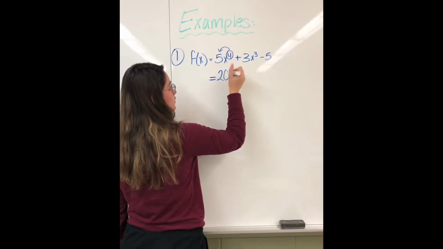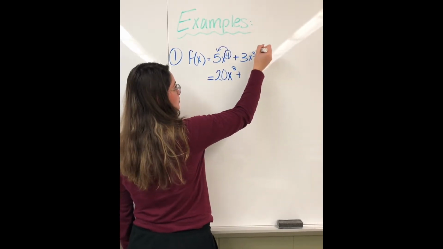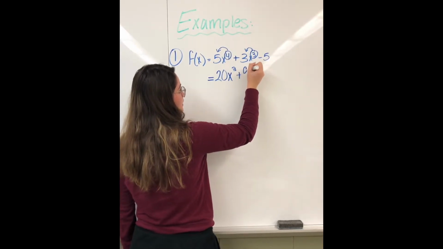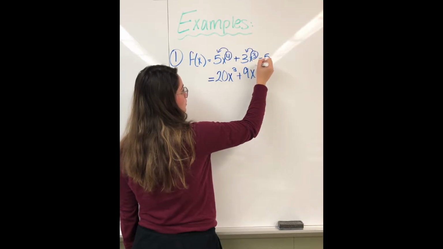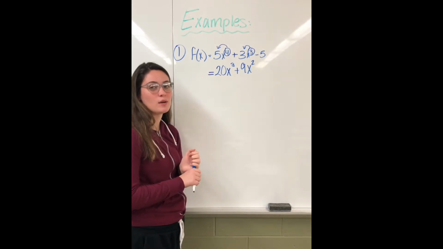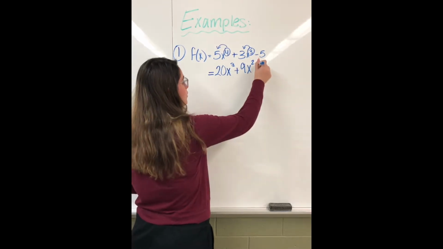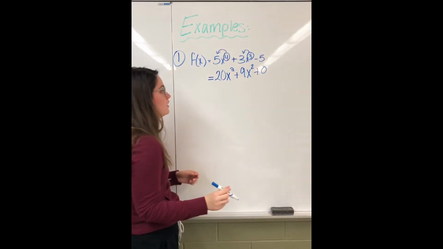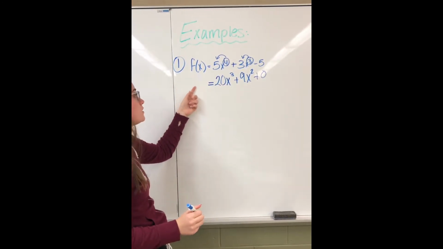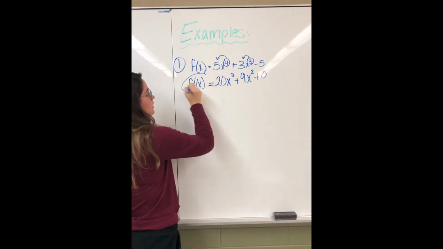exponent. So it'd be 20x to the 3rd plus, same thing with this one, you take it and you multiply it. So it'd be plus 9x squared, and then don't forget to subtract. Okay. And then our 5 is considered a constant, and when you take the derivative of a constant, it turns into 0. So you can either leave it blank, or if you really want to, you can add a plus 0 onto it. So now that you've taken the derivative of f of x, it will now turn into f prime of x, and this is your answer.